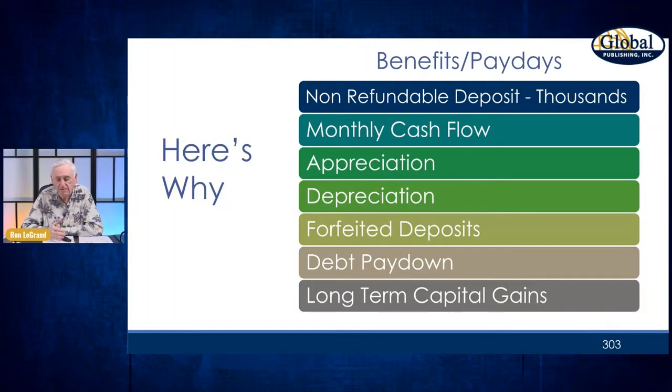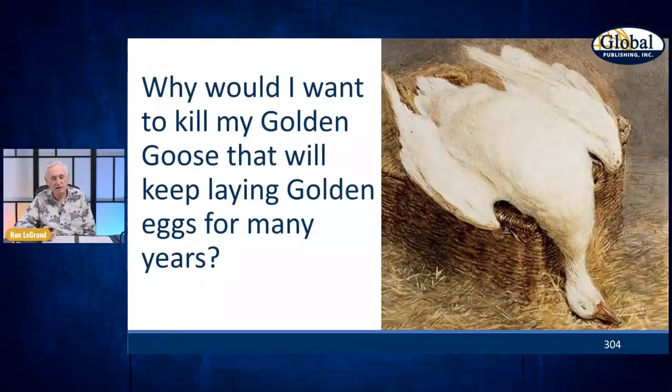Once you own the property for a year, it's long-term capital gains. And the maximum of those right now is 20%. They're trying to raise them, but the maximum right now is 20%. And most of you watching will probably be paying 15%. It's basically going to be based on your income. So in other words, leave the geese alone. Why would I want to kill my golden goose that keeps laying golden eggs that turn into more golden eggs for years and years and years to come?